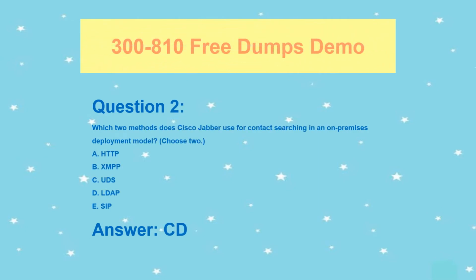Question 2. Which two methods does Cisco Jabber use for contact searching in an on-premises deployment model? Choose 2. A. HTTP. B. XMPP. C. UDS. D. LDAP. E. SIP. Answer: C, D.